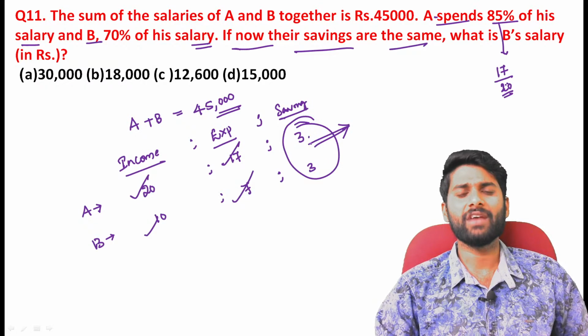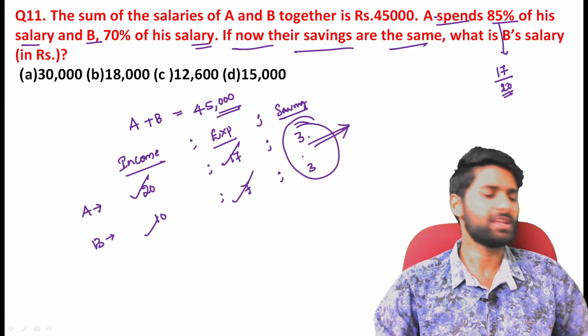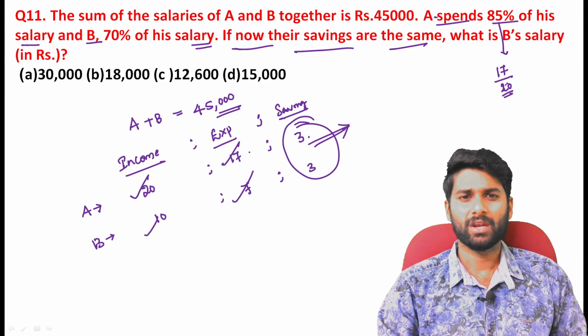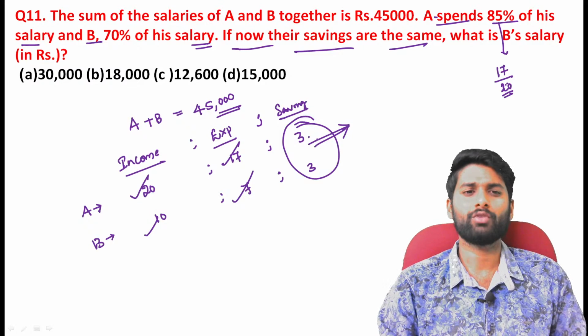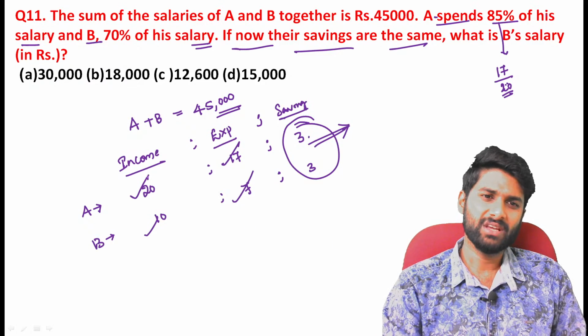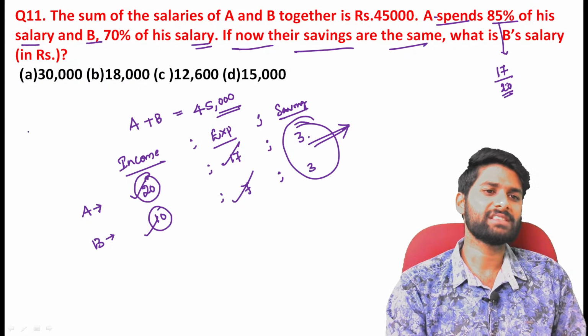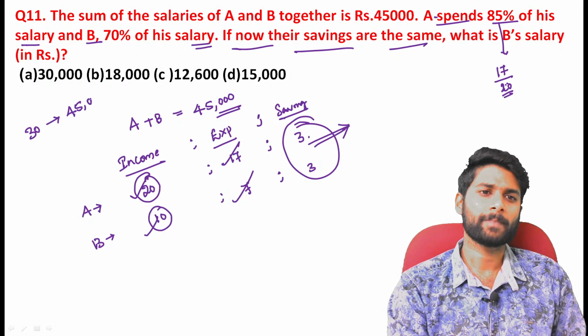If you get different values, you just multiply with different numbers, then you can get similar savings. Now you just go through that. So they are getting similar savings. According to our calculation, we get similar savings. Then what is B's salary? Now see, the sum of these two values, how many units, guys? 30 units. Now 30 units become 45,000.